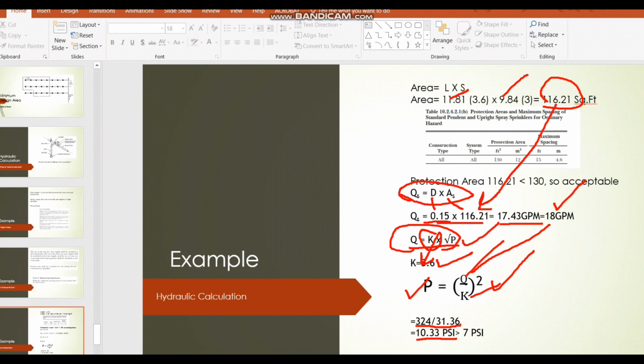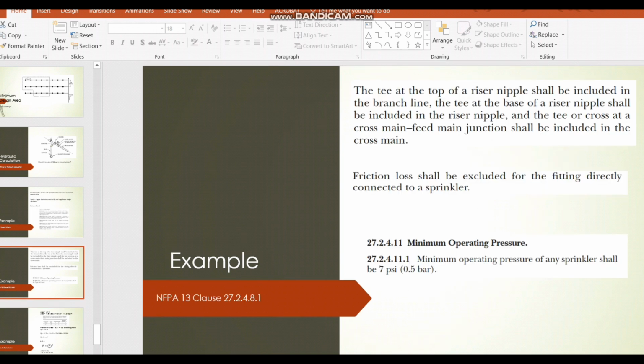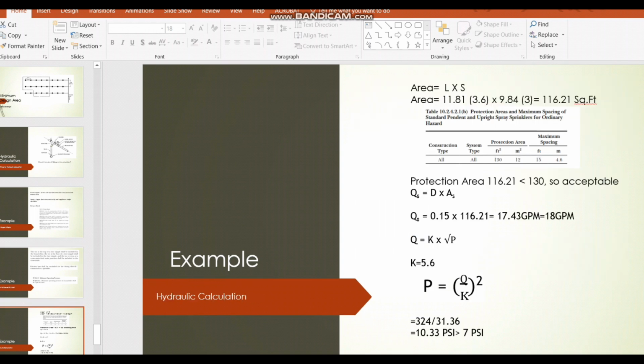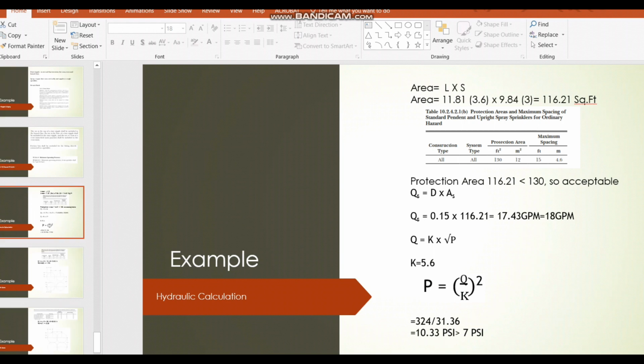So as per NFPA 13, the minimum operating pressure of any sprinkler shall be 7 psi. So we have to make sure our answer is more than this value. So here we got 10.33 psi, which is more than the 7 psi. So now we got the flow, we got the pressure, then we can start the calculation.